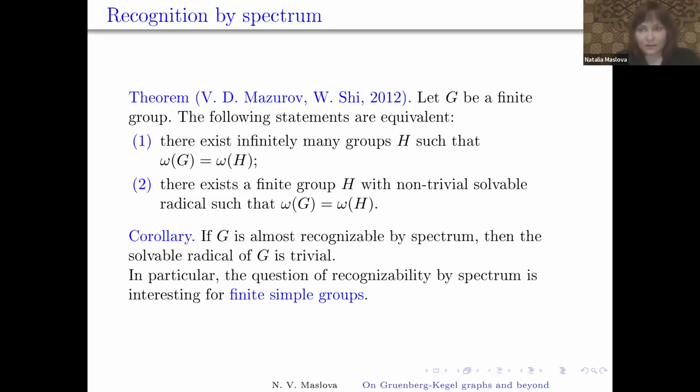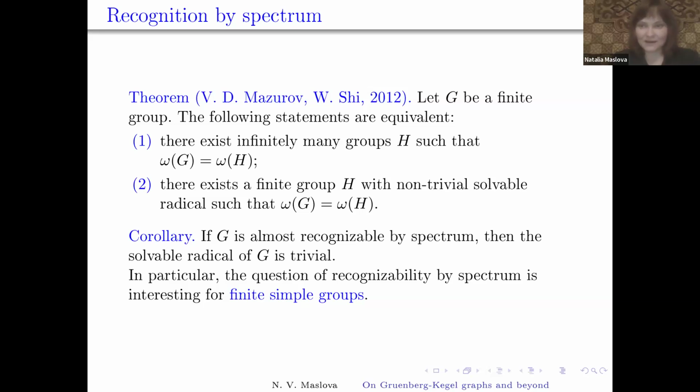So, as a corollary of this result, we obtain that if a finite group is recognizable by spectrum, or even almost recognizable by spectrum, then the solvable radical of this group is trivial. And the question on recognition by spectrum is interesting only for groups with trivial solvable radical, and especially for finite simple groups.